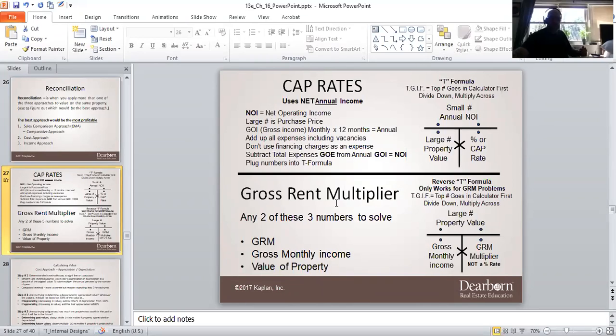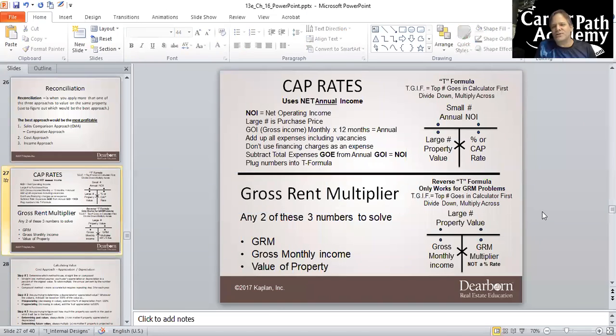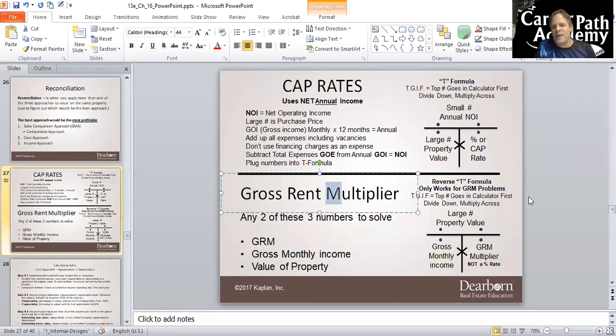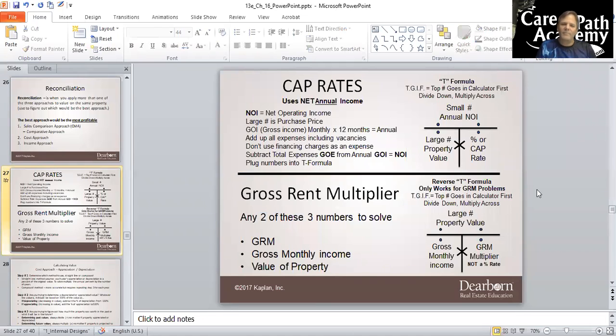Always remember the cap rate is annual, always annual. Gross rent multiplier is monthly. Just remember this: multiplier begins with an M, and so does the word monthly. So there's a way to remember the number there. Gross rent multiplier begins with an M, and that's your monthly income.